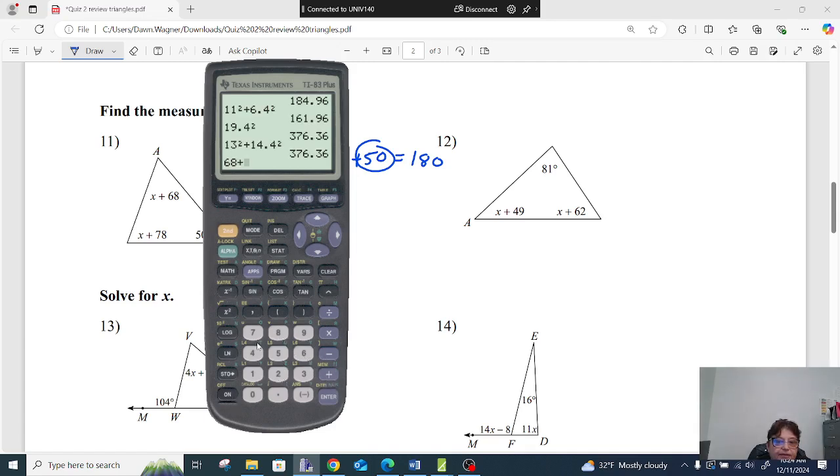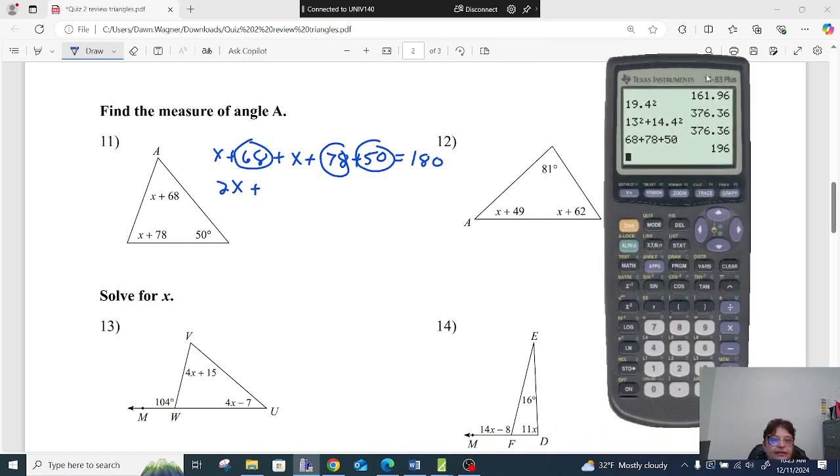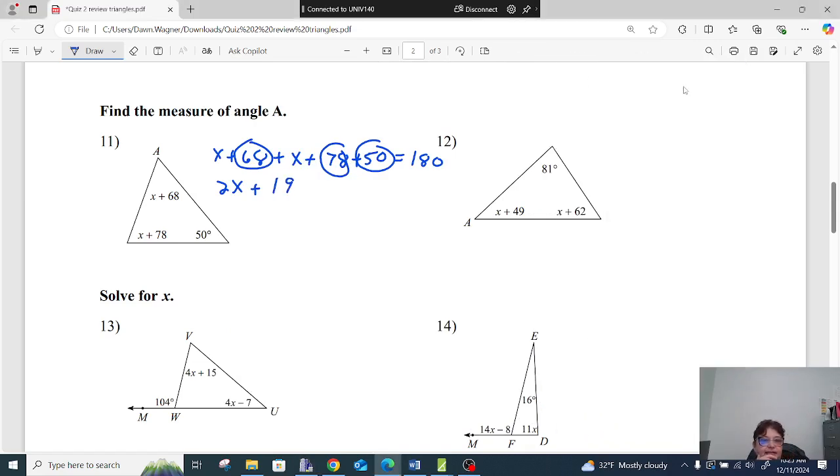68 plus 78, 78 plus 50. Yes, 196. Plus 196 has to equal 180. I'm going to subtract 196 from both sides. It's a negative 16. X can be negative, but the measure can't. And then I divide by 2, and I get x is equal to a negative 8.